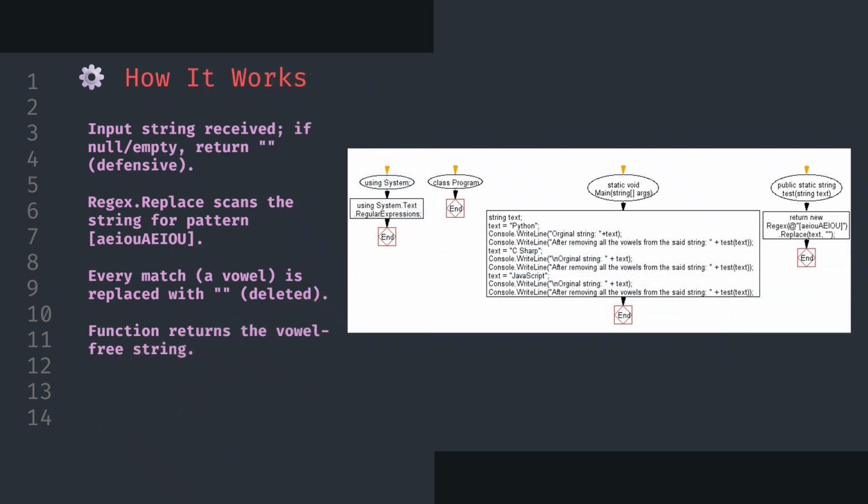Mechanically, this is simple. The regex is a character class of vowels. The Replace call deletes each vowel match. The method then returns a clean string. If you later need Unicode vowels, such as accented vowels, we would swap the pattern for a Unicode class like \p{L}, combined with a more precise filter. But for plain ASCII English vowels, this pattern is fast and readable.